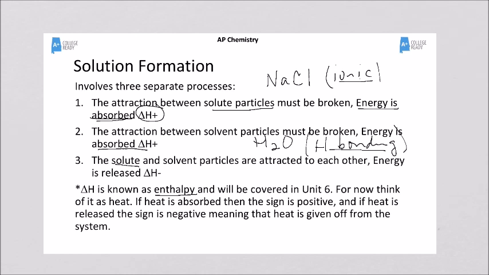And then lastly, and this is where it all comes together, the attraction between a solute and solvent is what releases energy. So breaking a bond or an attraction takes energy. You have to add energy. The system has to absorb energy. If there's an attraction forming, it releases energy. And that's the main thing I wanted you to take away from that slide.